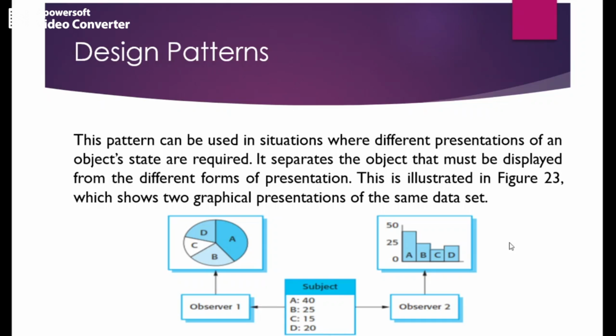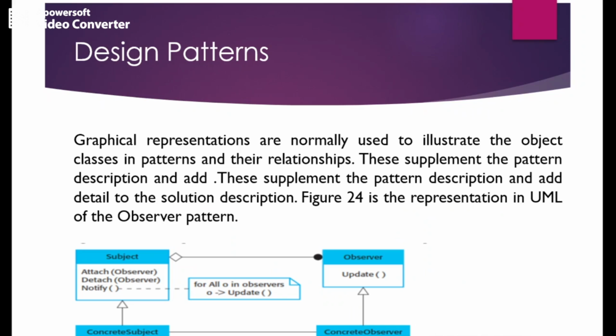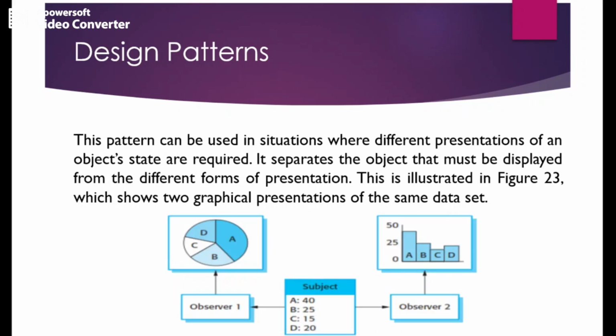Okay, so the range here in the bar graph is represented as A14, B25, C15, D is 20. Same thing in the pie chart. This is from observer 1's point of view and this is from observer 2's point of view. Clear? Okay. So the displays are different. Data is same.